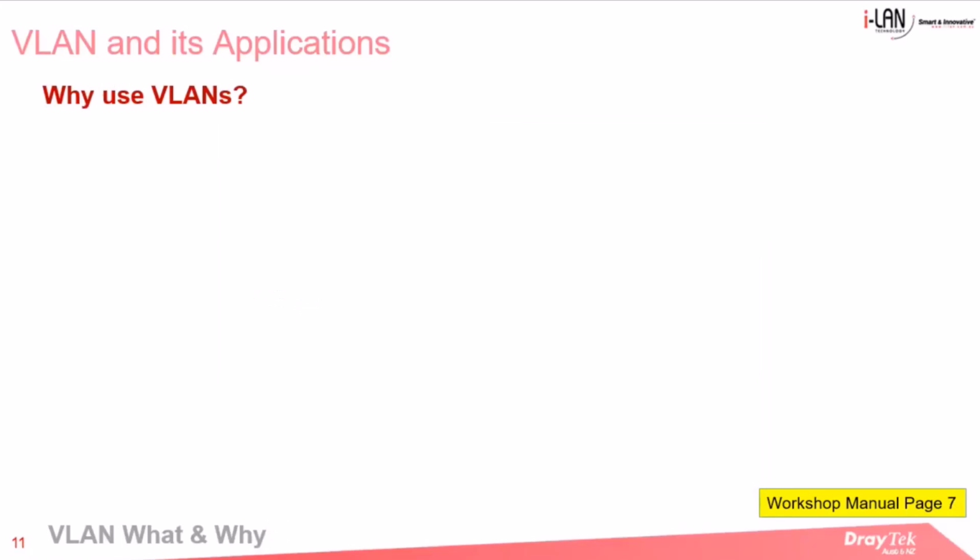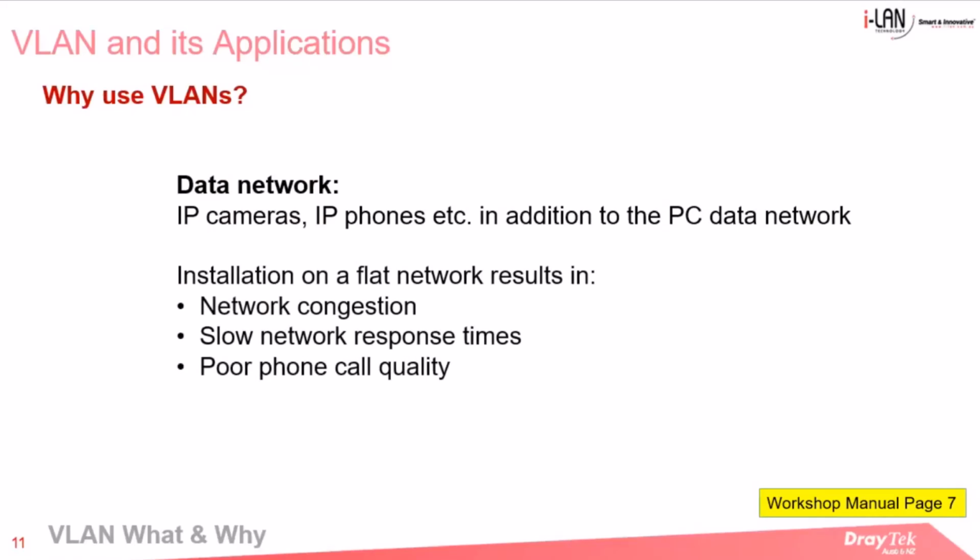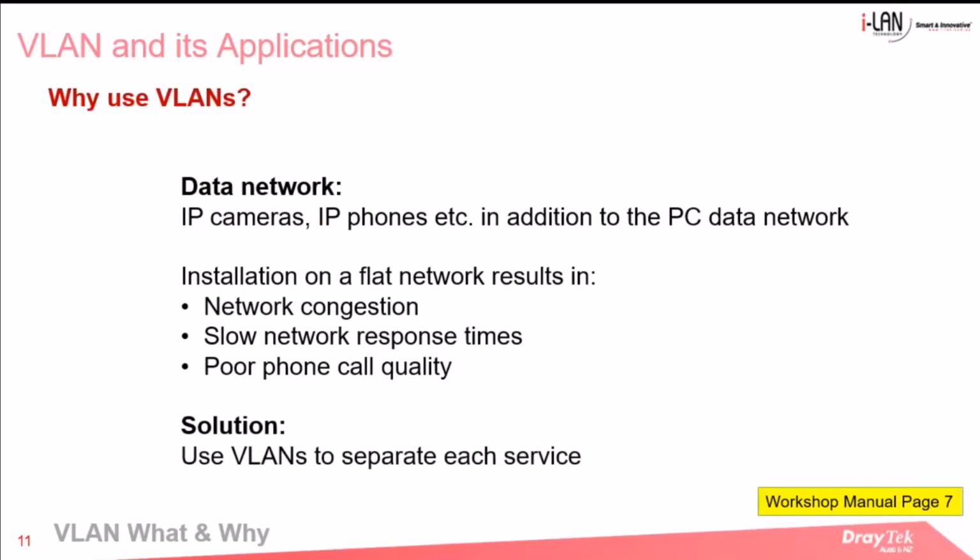So why do they need to use VLANs? If you are looking after some large networks that may include IP cameras, IP phones, and so on, in addition to your PC data network, you will find that if all of these devices are installed in a flat network, sooner or later you will see network congestion. You will see slow network response times and poor phone call quality. And the solution is to separate all of these services by using VLANs.